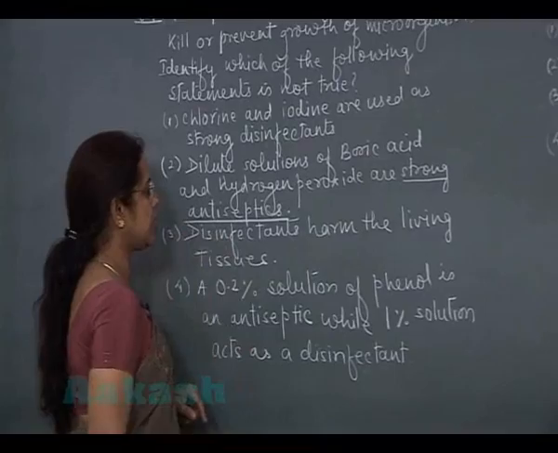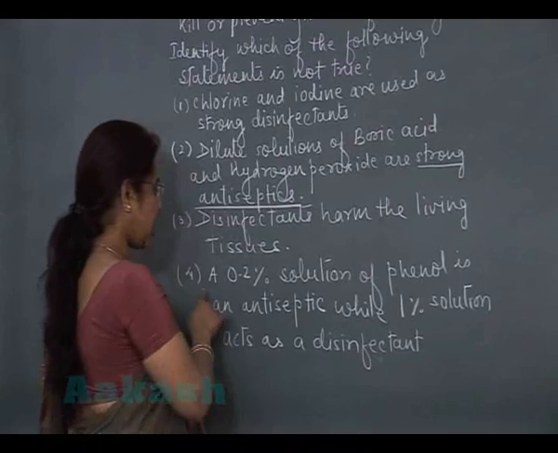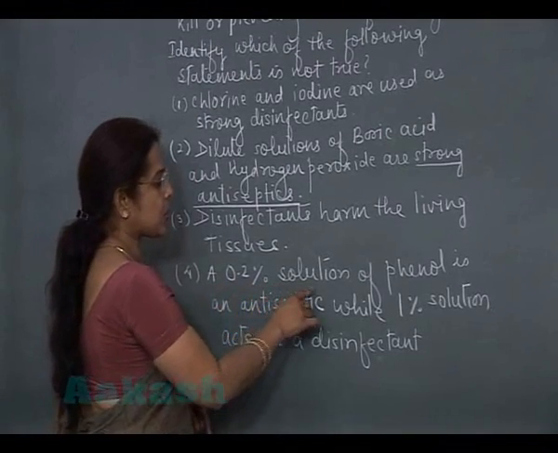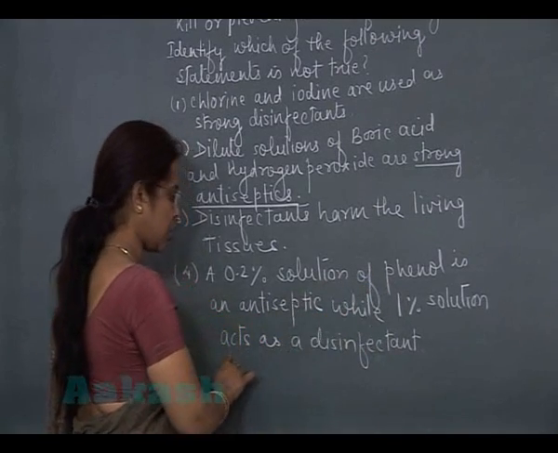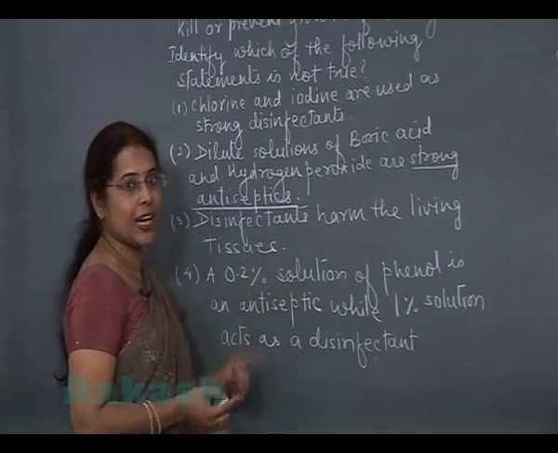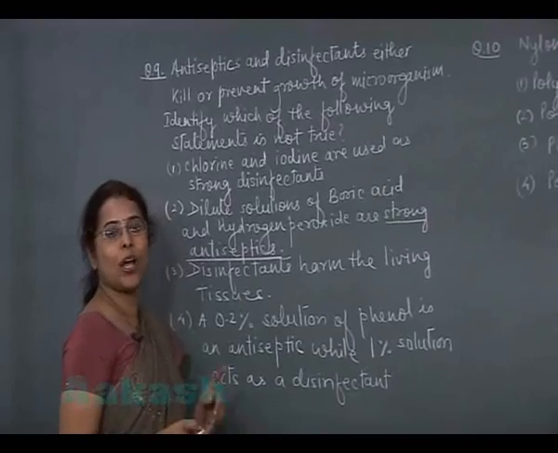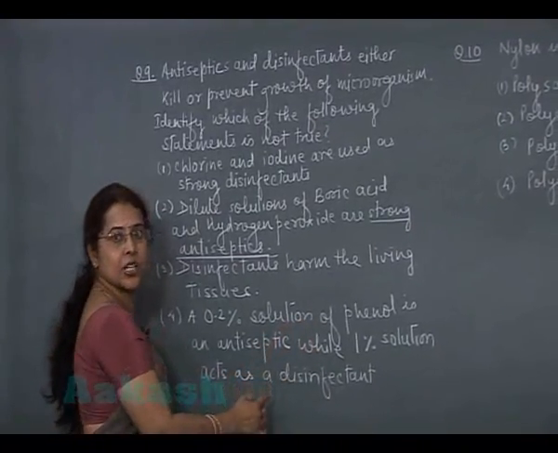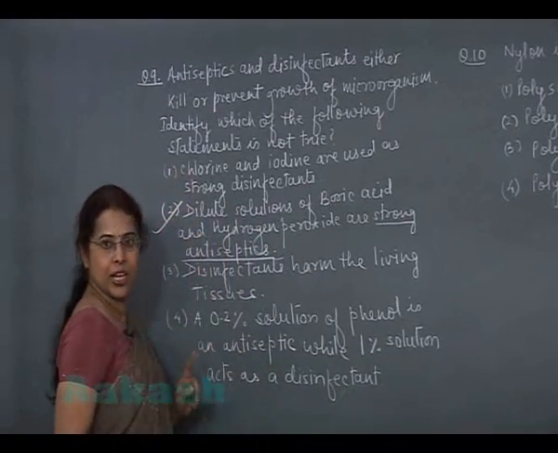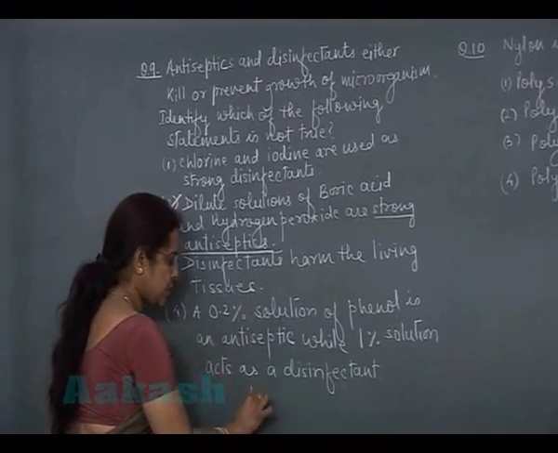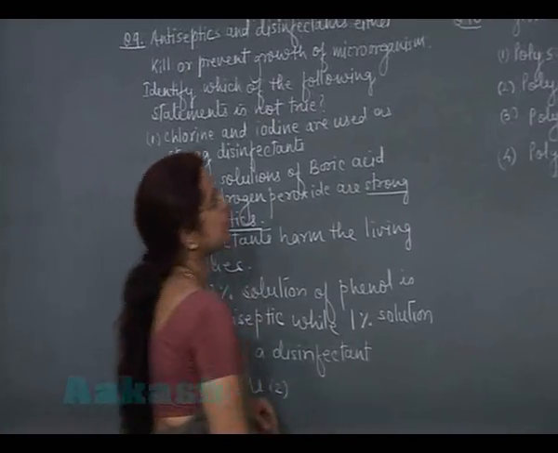The third statement is disinfectants harms the living tissues. That is true statement. The fourth one is a 0.2% solution of phenol is an antiseptic while 1% solution acts as disinfectant. That is also true. In lower concentration, phenol acts as antiseptic, while in higher concentration, it acts as a disinfectant. So in all these four options, the second option is incorrect statement. So your answer will be second. Option 2 is the correct answer. Next question.